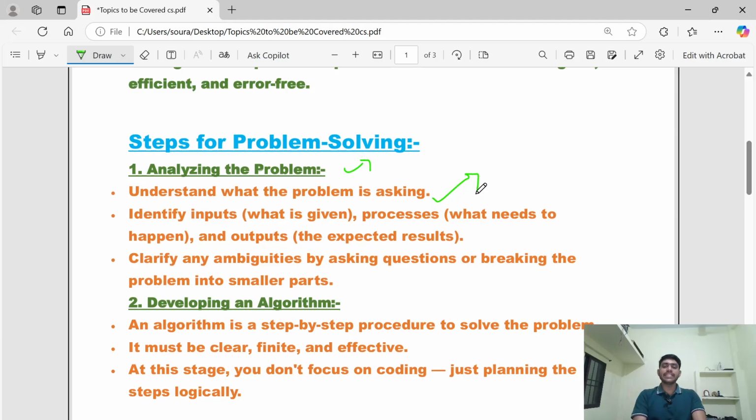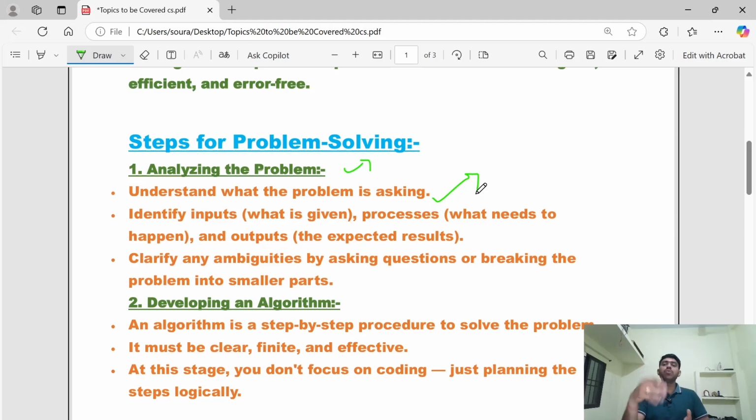Suppose I am giving you an example. Suppose you are assigned one project. The team manager, the team leader, is assigning you the project and dividing the team. Based on that, you need to start your work. But before you start your work, you need to know the project, you need to know the problem. So how are you going to know?